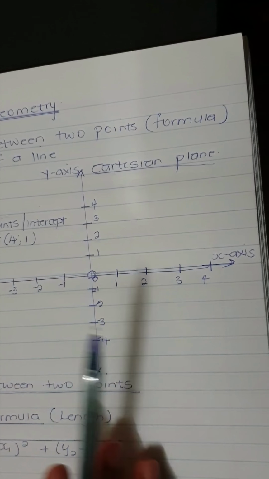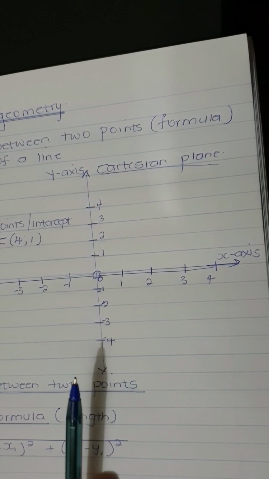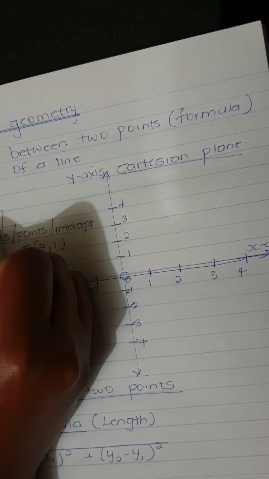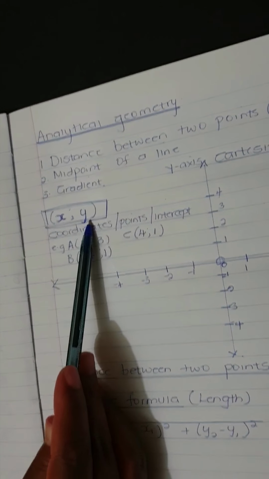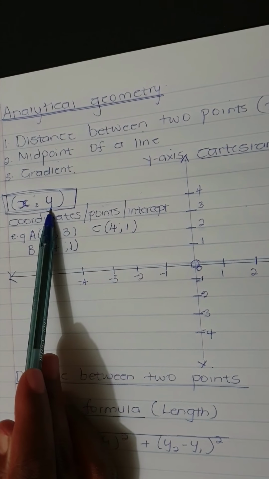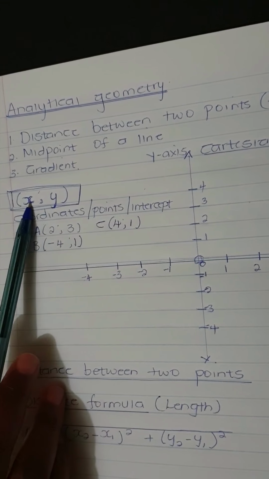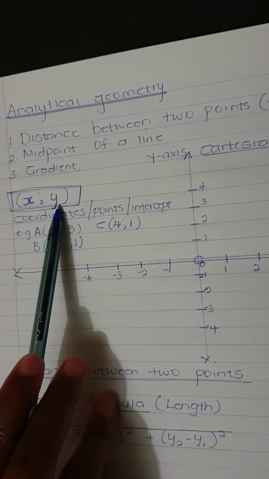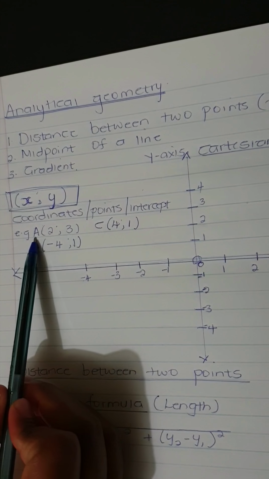On the Cartesian plane, we will plot some points. Let's check the points. On the Cartesian plane, they always come in the form of x and y. Your first value is an x value. Your second value is a y value. Always, it doesn't change. Whenever you see a point, the first value is the x value, and the second is the y value.